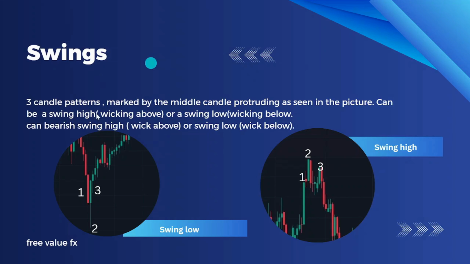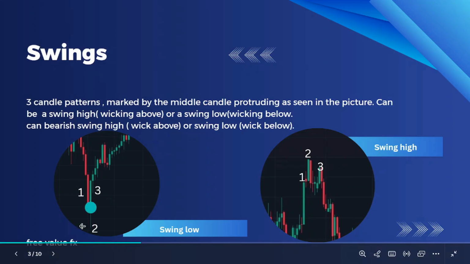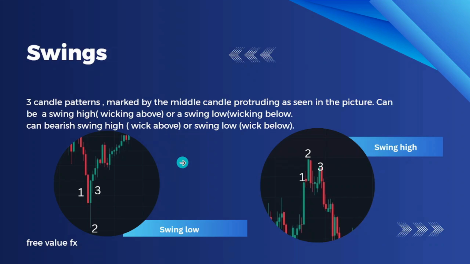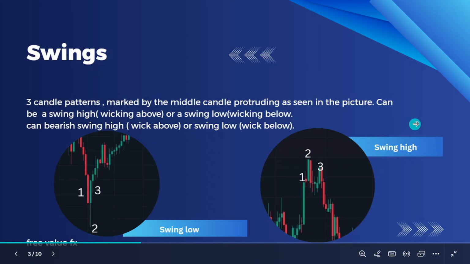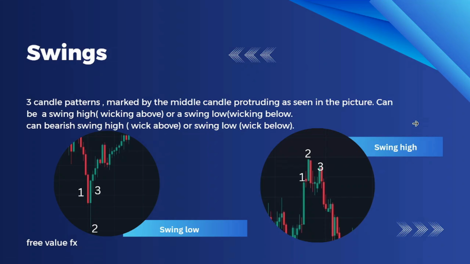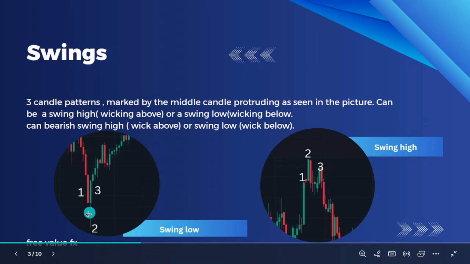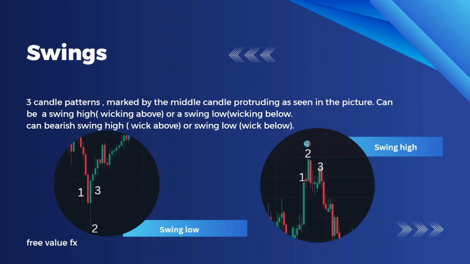So what is a swing? A swing is a three-candle pattern, as you see: first candle, second candle, third candle, marked by the middle candle protruding as seen in the picture. It can be a swing high with a wick above or a swing low with a wick below. How do I differentiate between swing lows and swing highs? The swing low has a protrusion lower. The swing high has a protrusion higher. You realize in both of these strategies that I use, they apply three-candle patterns. I hope you understand this one.